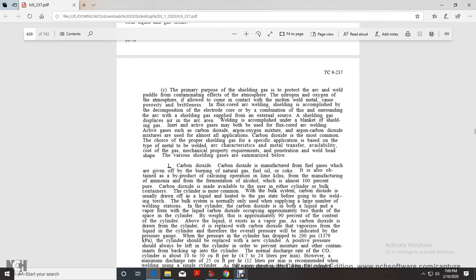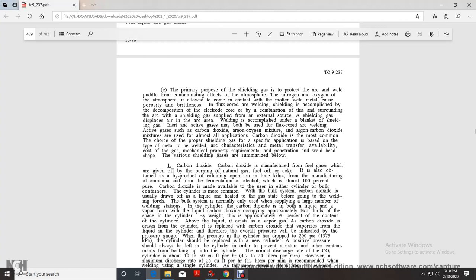Shielding is accomplished by the decomposition of the flux core in the surrounding arc, combined with shielding gas supplied from an external source, which displaces the air in the arc area. Welding is accomplished under a blanket of shielding gas. Active and inactive gases may both be used with flux core arc welding: active gas such as carbon dioxide, or argon and oxygen mixtures. Argon and carbon dioxide mixtures can be used for almost all applications, though carbon dioxide is most common.